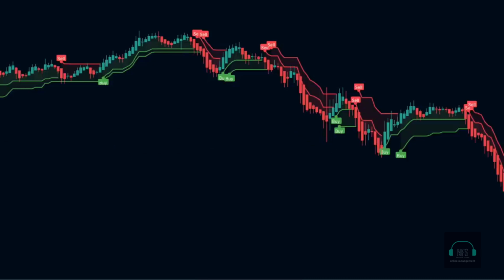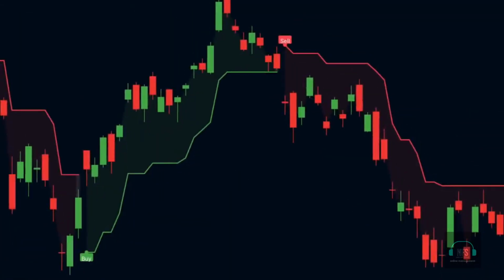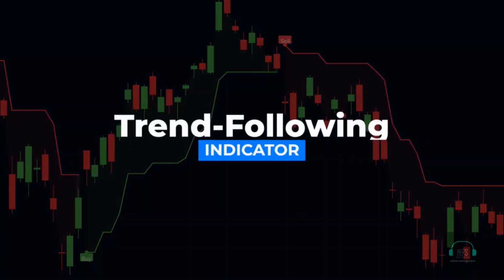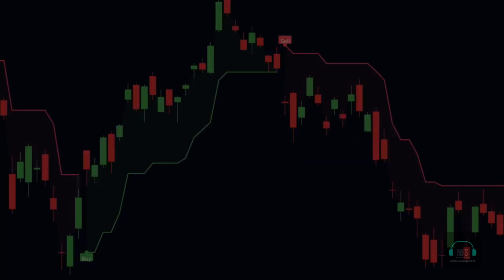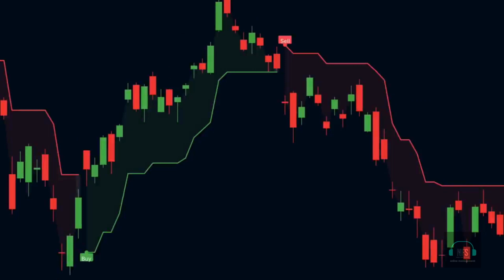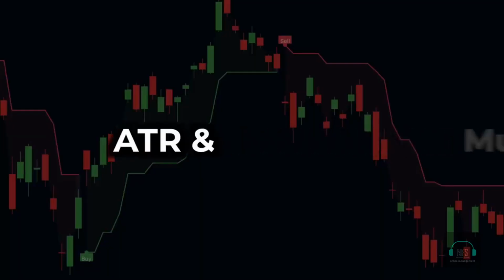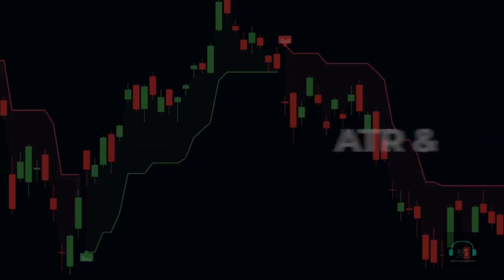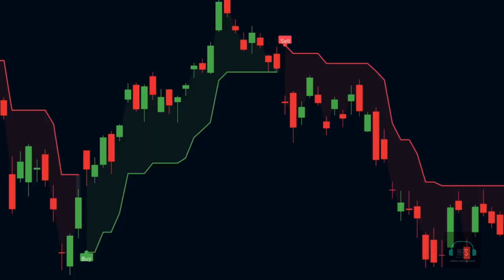The strategy is based on the SuperTrend indicator. The SuperTrend is a trend-following indicator that is very similar to the moving averages. It helps in identifying the short-term trend of the market. The SuperTrend is calculated using ATR and a multiplier. We can identify the trend based on the color and placement of the SuperTrend indicator.